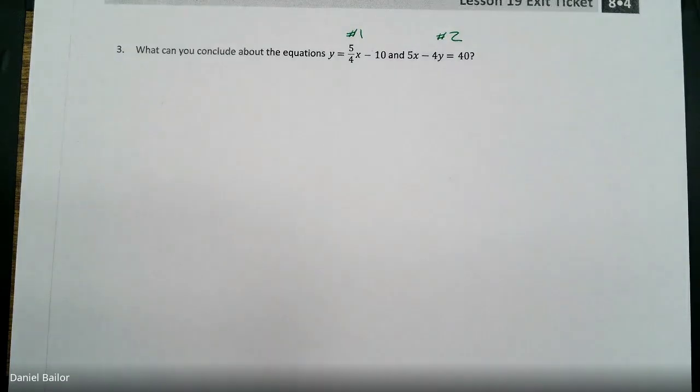And that's your exit ticket. Remember, take a picture of your exit ticket, turn it into the Google Classroom assignment so I can see you understand how to graph using slope-intercept form and how to graph using standard form.